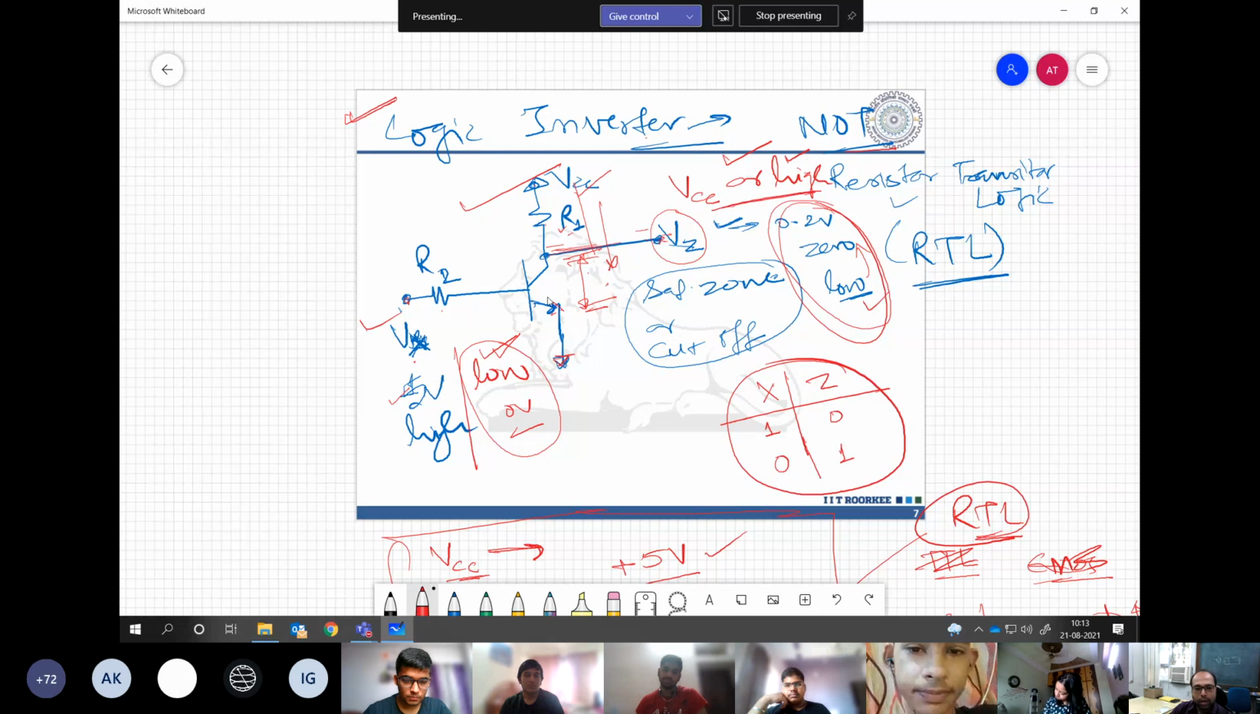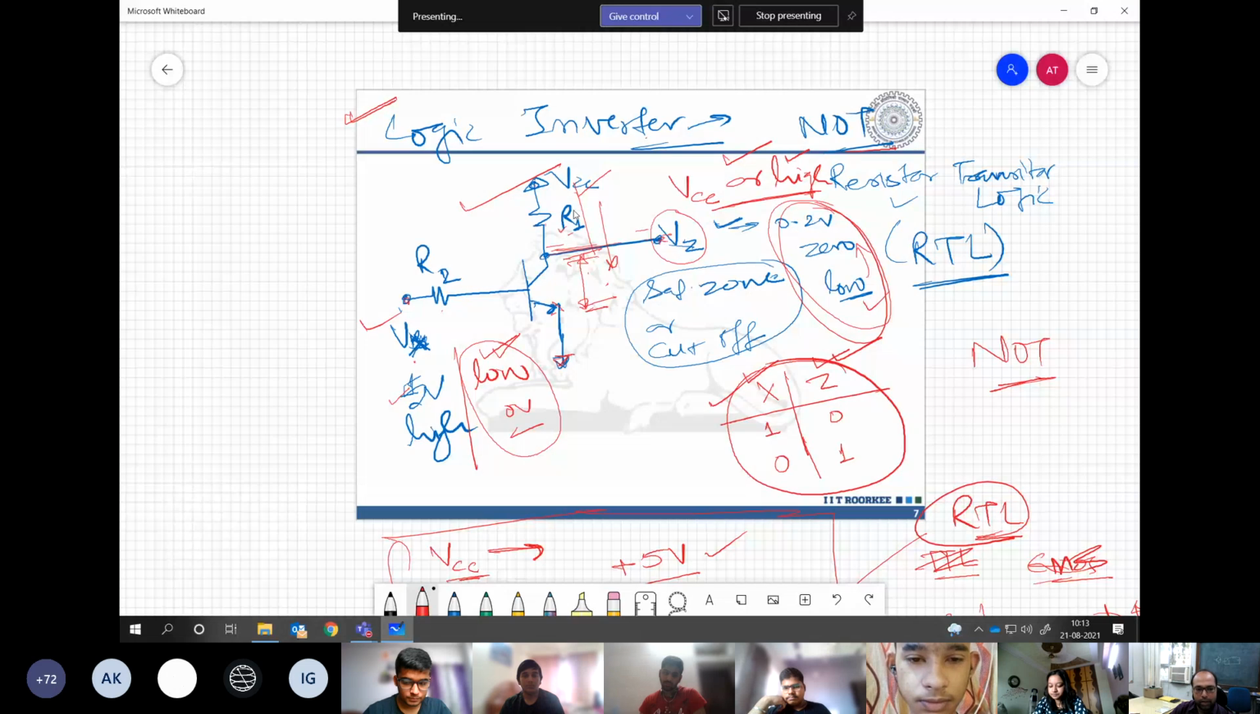That's the typical behavior it will have. So it is kind of inverting the logic. Whatever logic we give at X, the output has exactly the opposite of that. So this is behaving like a NOT gate, which we have seen.